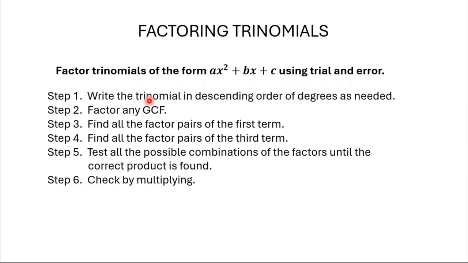The first step is to write the trinomial in descending order of degrees as needed. The second step is to factor out any GCF. The third step is to find all factor pairs of the first term. The fourth step is to find all factor pairs of the third term. The fifth step is to test all possible combinations of the factors until the correct product is found. And then lastly, you can check your answer with multiplication.